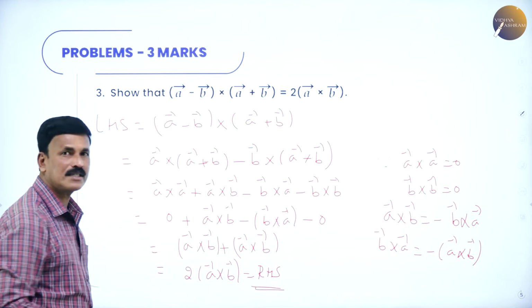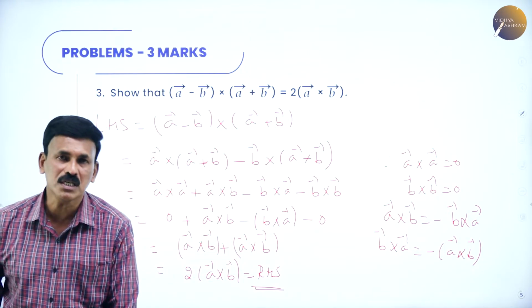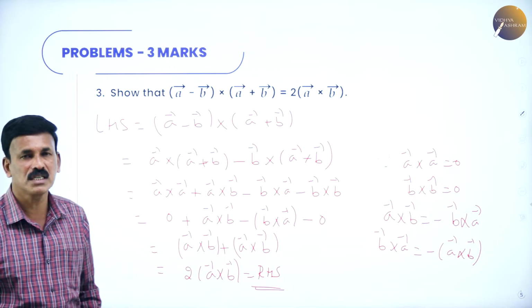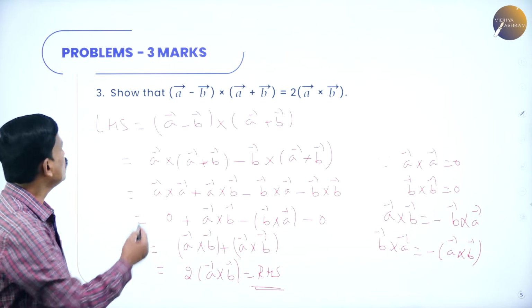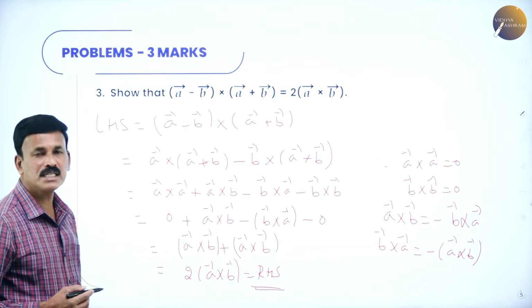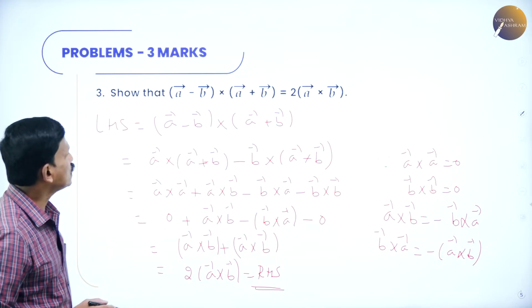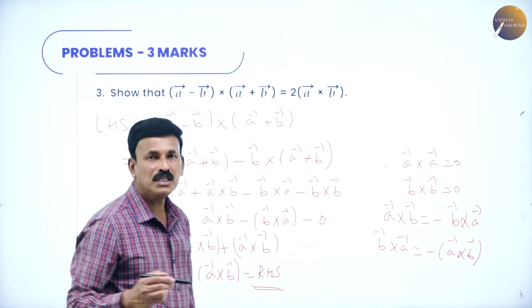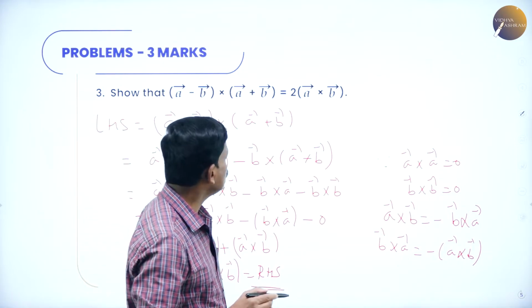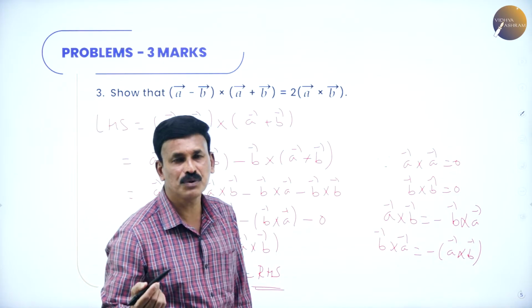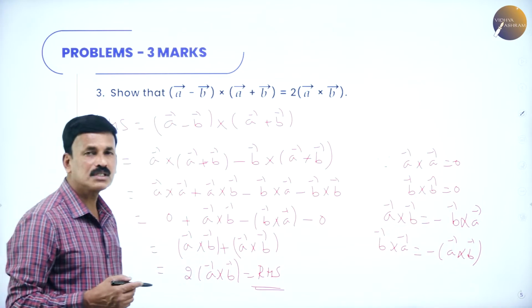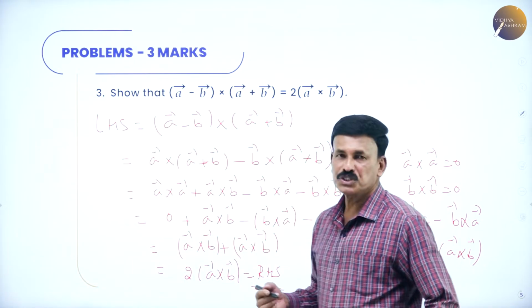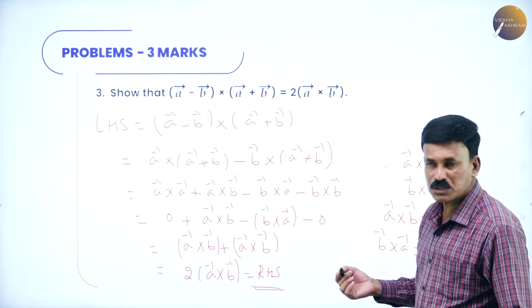A cross B plus A cross B is equal to 2 times the vector A cross vector B. So therefore, vector A minus vector B cross vector A plus vector B is equal to 2 times the vector A cross vector B. Hope you followed. Very important and simple problem. These are questions from previous year question papers. Now let us come to the next problem.